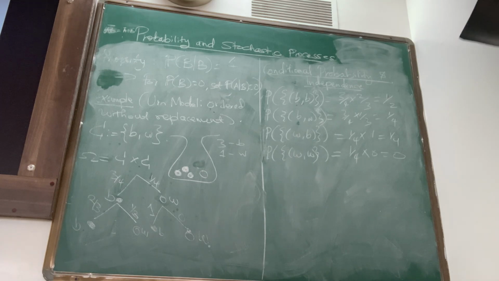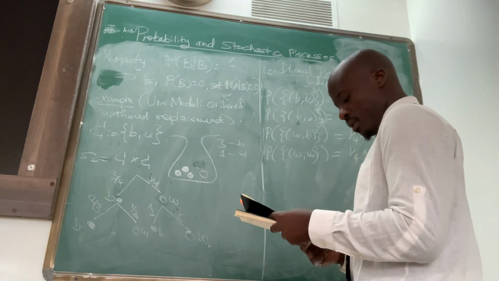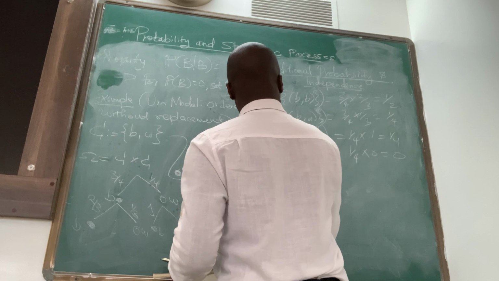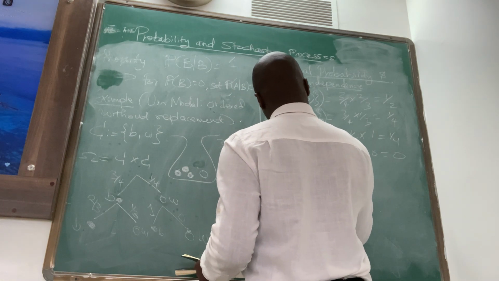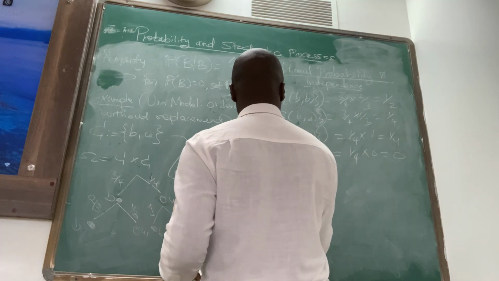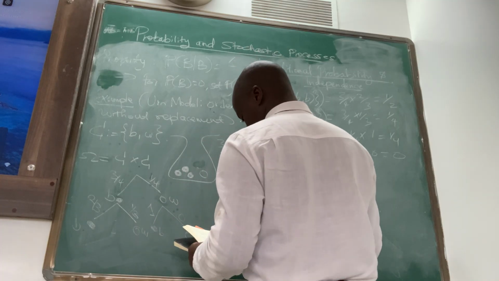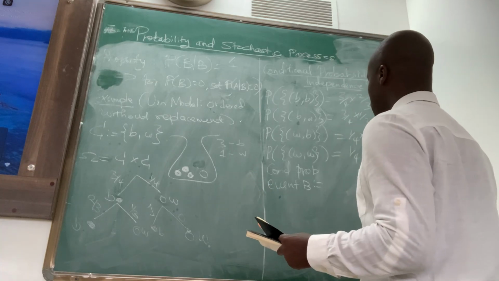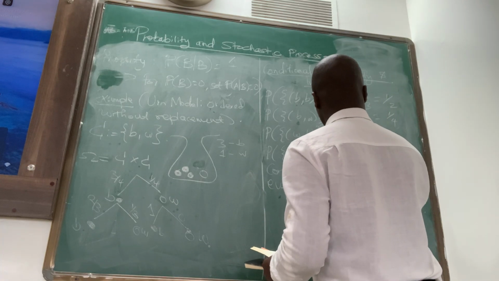Okay? So if I ask you the question, the conditional probability I want you to calculate here is based on this event, and I'm going to describe this event B. So the event B, I'm going to describe it as the first ball is black.